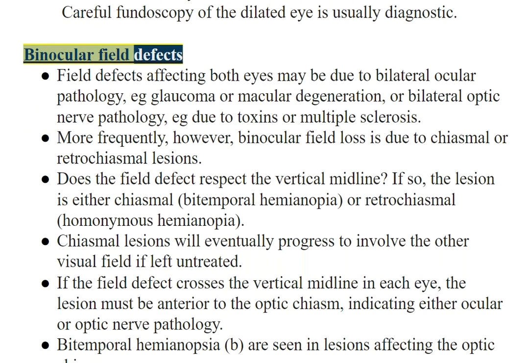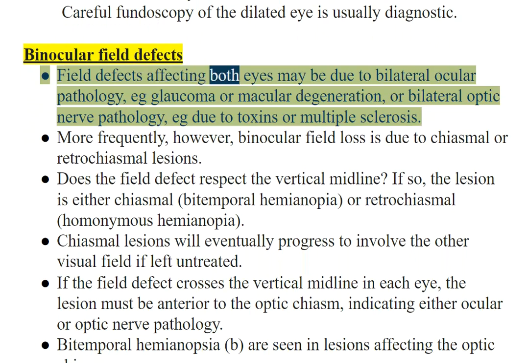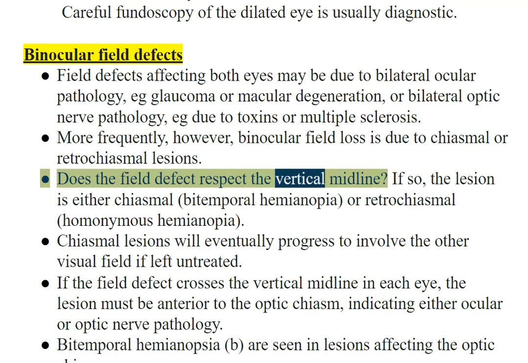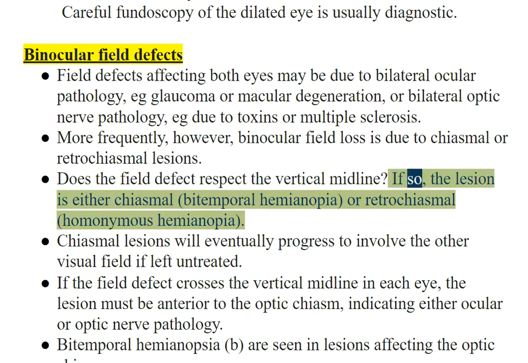Binocular field defects. Field defects affecting both eyes may be due to bilateral ocular pathology, e.g. glaucoma, or macular degeneration, or bilateral optic nerve pathology, e.g. due to toxins or multiple sclerosis. More frequently, however, binocular field loss is due to chiasmal or retrochiasmal lesions. Does the field defect respect the vertical midline? If so, the lesion is either chiasmal, bitemporal hemianopia, or retrochiasmal, homonymous hemianopia.